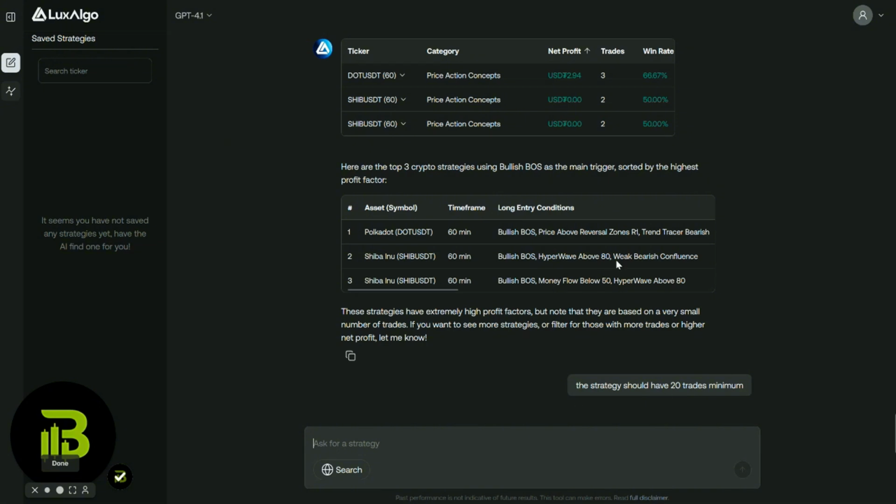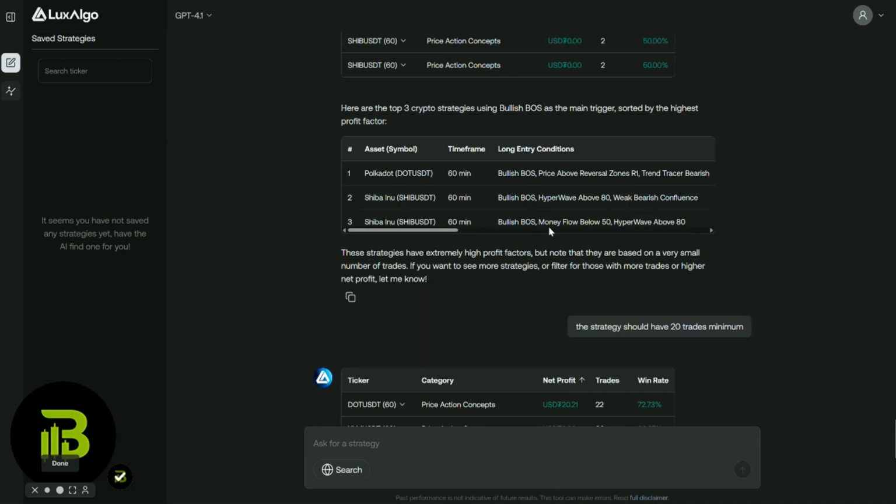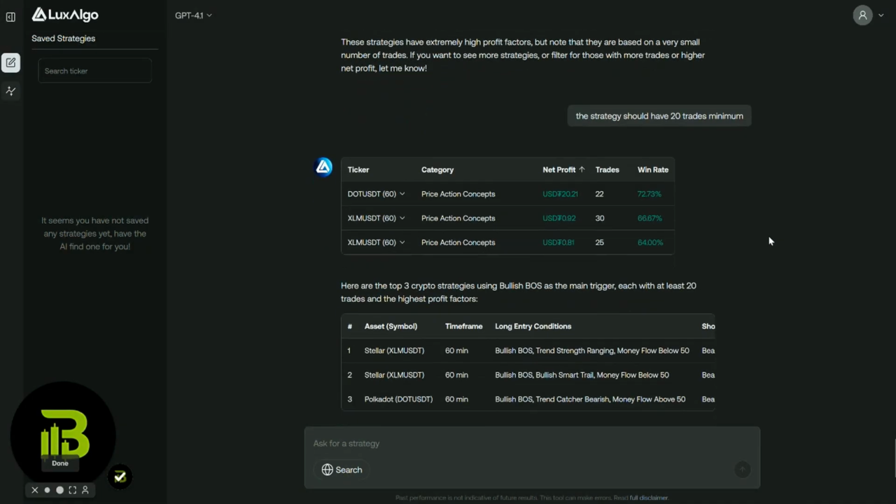What's really jumping out to me here, what's interesting, is that these strategies are built around a bullish break of structure and then some other bearish type of confluence. Here, there's bearish confluence, hyperwave above 80. There's some overbought conditions, and there's a weak bearish confluence. The other thing here is if the money flow is below 50, that means there's a bullish break of structure, the money flow is actually exiting, and the hyperwave is up, means it's a little bit overbought. So it's probably going to be harder to get a trigger on that, but if it triggers, it's probably a good idea. Very interesting overall.